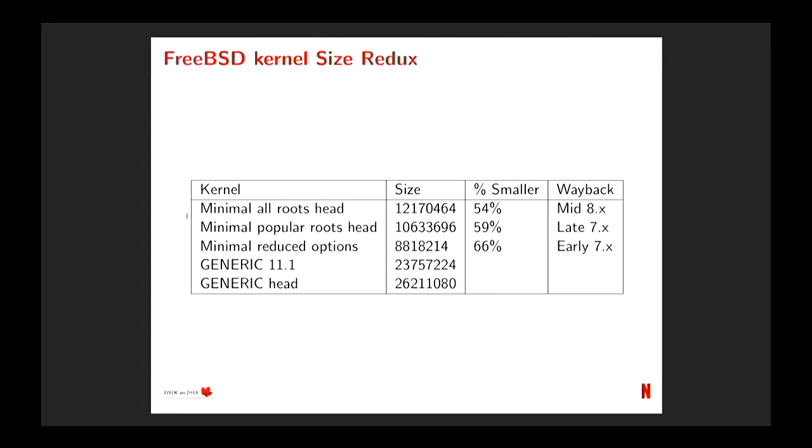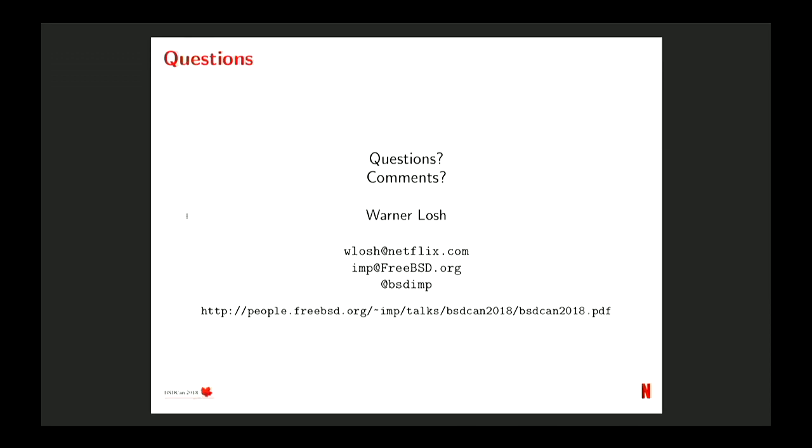So that's the answer. I have that in a chart, about half for the moderate options, and the aggressive options is two-thirds. Today's kernel is 26 gig. AMD64 with fewer drivers is 28. I don't know how that happens, but it's a thing. So that's the talk that I have. Are there any questions from people?